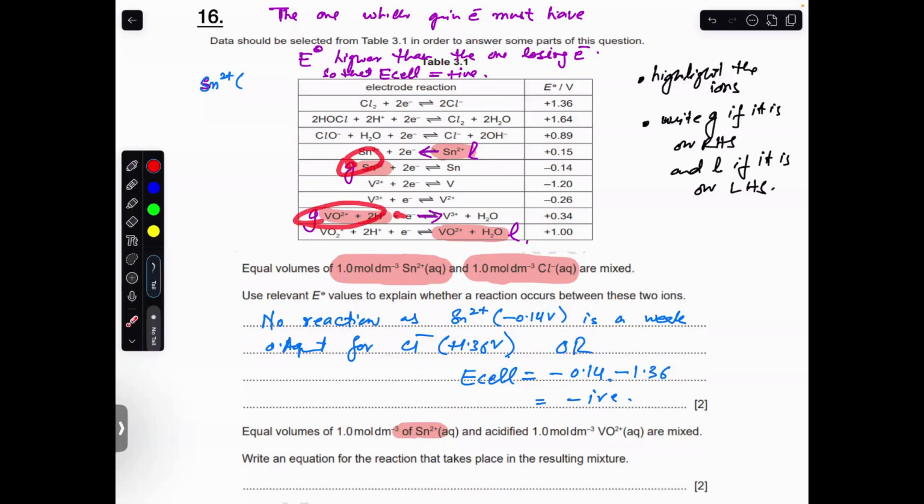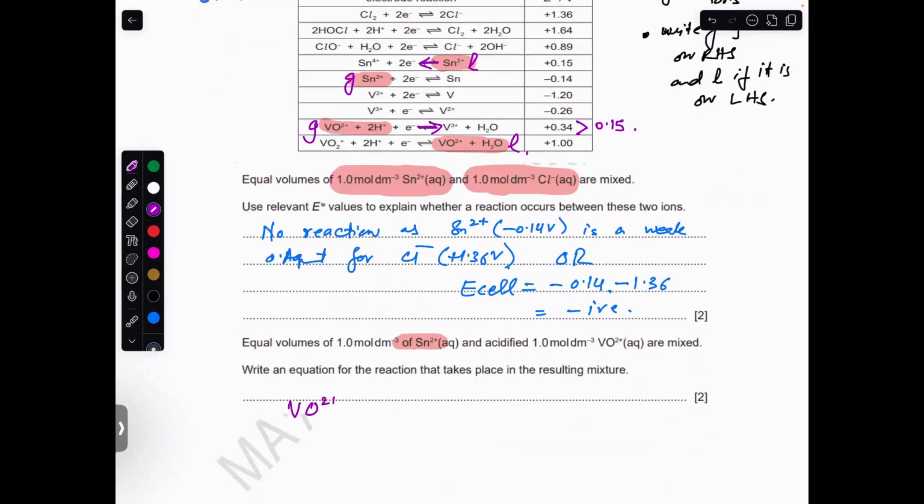Among these two, this one will gain electrons, large E naught. Among these two, this one will lose because low E naught. So this one is gaining, this one is losing. The one which gains must have an E naught larger than the one which is losing. So is 0.34 larger than 0.15? Yes, the reaction is feasible. So what will happen?